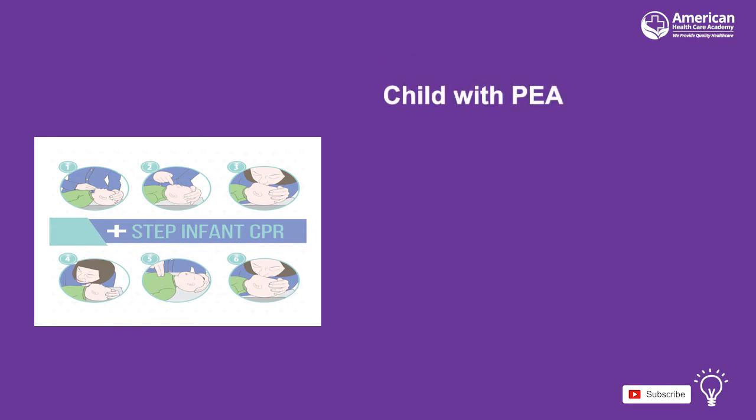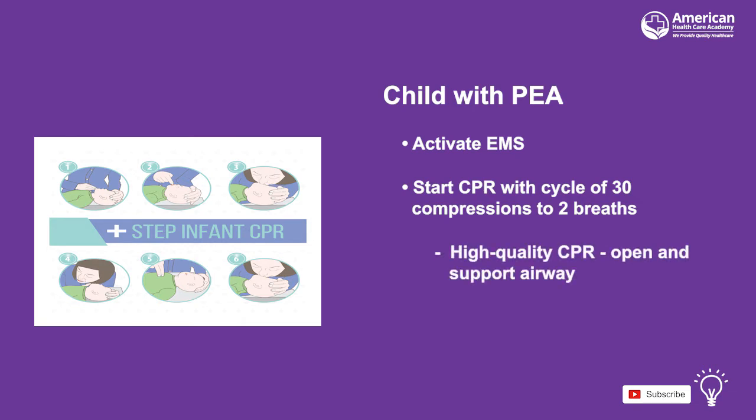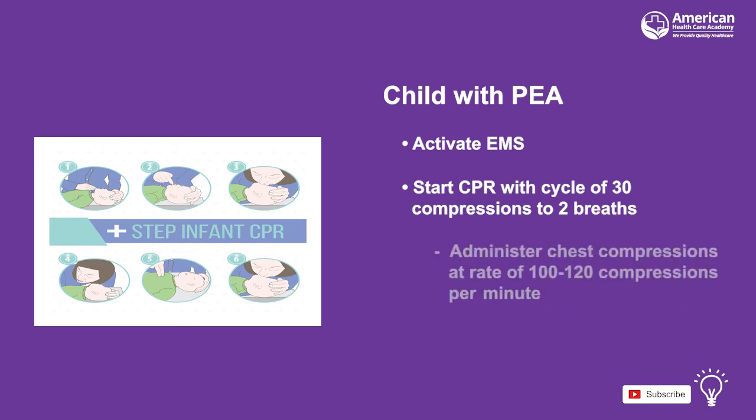After recognizing that a child exhibits signs of asystole or PEA, implement the following steps for treatment. Immediately activate EMS and start CPR with a cycle of 30 compressions to 2 rescue breaths. For high-quality CPR, open and support the airway, give oxygen and provide ventilation if necessary, and administer chest compressions at a rate of 100 to 120 compressions per minute.